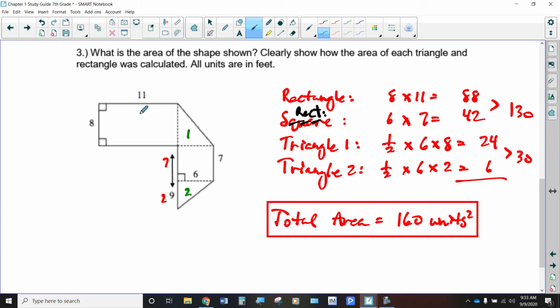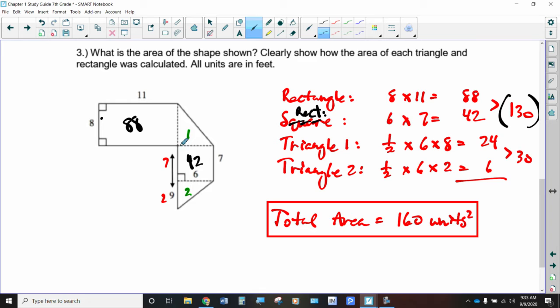So to find the area of this would be 8 times 11, which is 88 square units. This would be 6 times 7, which would be 42. So you combine those, they would make 130. And then the triangle formulas aren't base times height, it's 1/2 times base times height. So this is 8 and this is 6. So 1/2 times 8 times 6 is half of 48, which is 24.